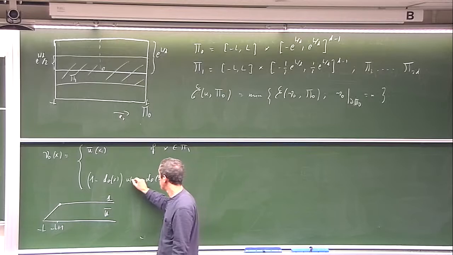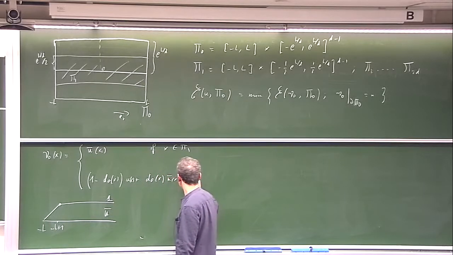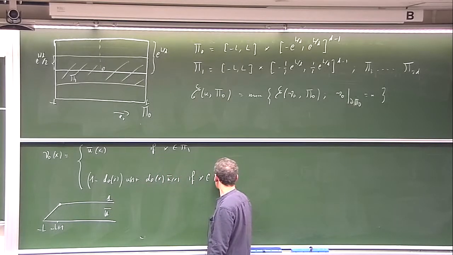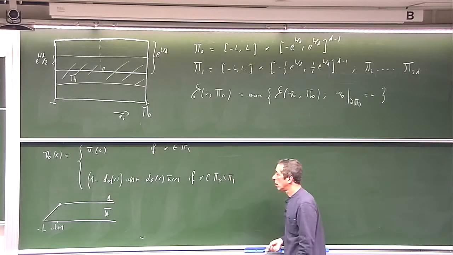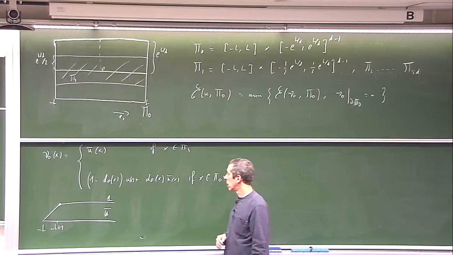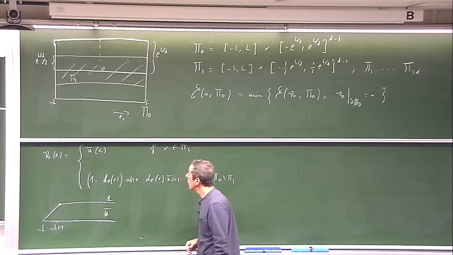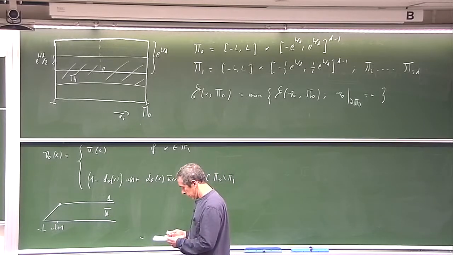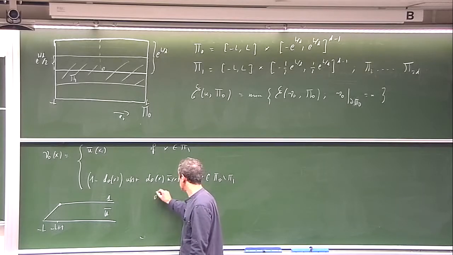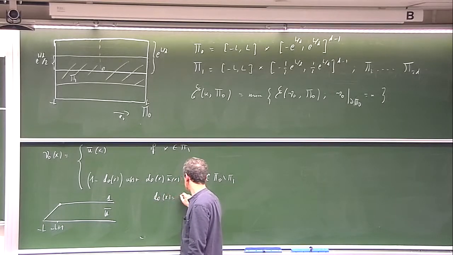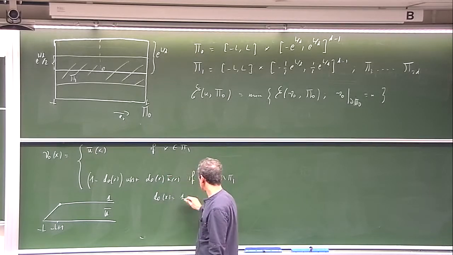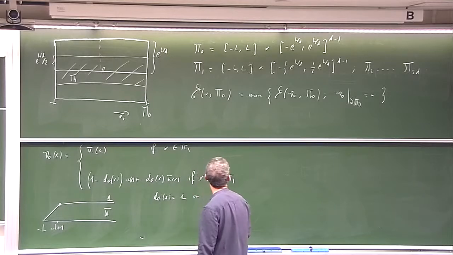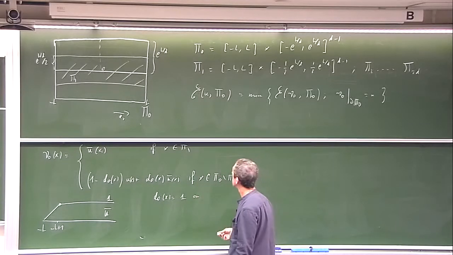Of x. This is if x is in pi 0 minus pi 1. And now d0 has to move from 0 to 1. So d0 of x should be 1. It should be 1 on the boundary of pi 1. So the boundary of pi 1, okay.